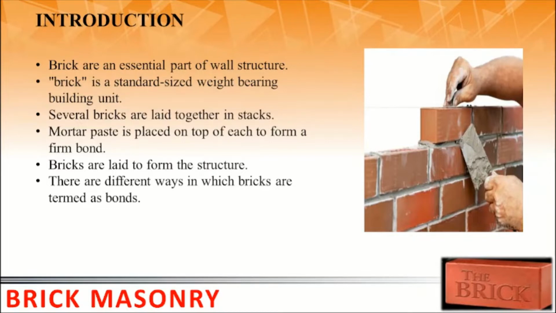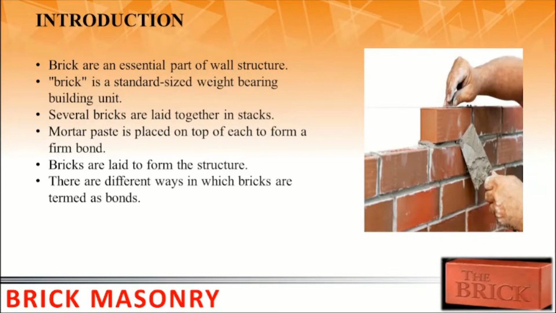Now, how is brick masonry done? To do the brick masonry, several bricks are laid together in stacks. Mortar paste is placed on top of each to form a firm bond. Mortar is basically a mixture of cement, aggregates, water, and sand. In the upcoming videos, I'll tell you about the composition of the cement, the sand, the aggregates, and how the mortar is formed.